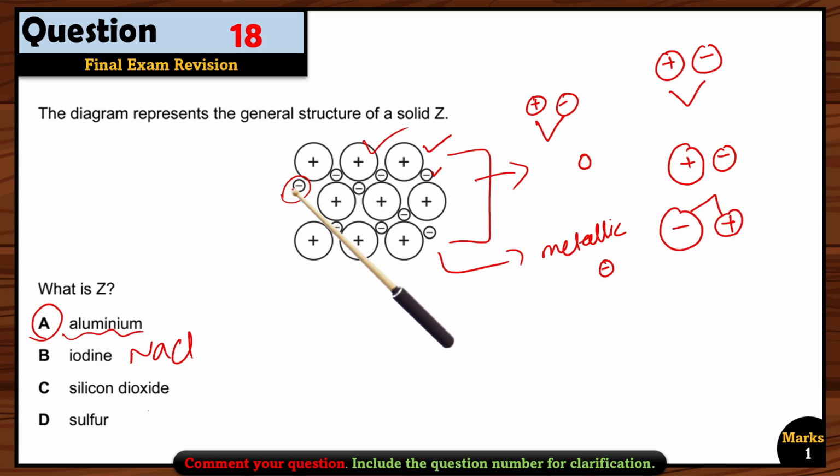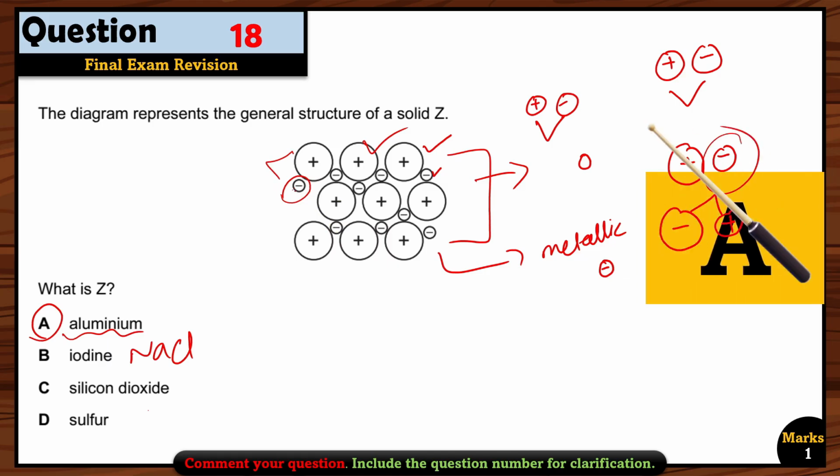Okay, electron size is too small compared to the metal ion. So it is usually a metallic element. It's not an ionic compound. I hope this point is clear to you. So if you are looking at positive and negative, you should see that the electron will be very small compared to the negative ions in an ionic compound. So that's why option A is the right option over here.